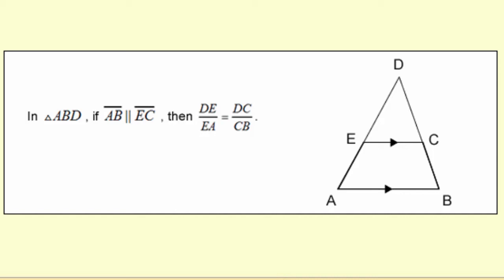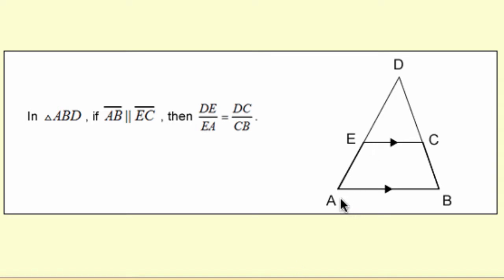So the big picture for this lesson is the triangle proportionality theorem and its converse. The triangle proportionality theorem says that if you have a line parallel to one side of a triangle intersecting the other two sides, then it divides the two sides proportionally.